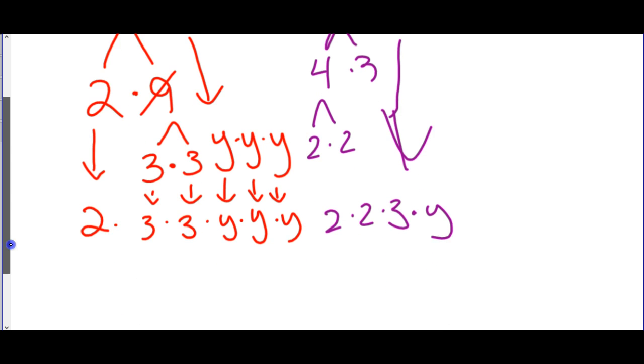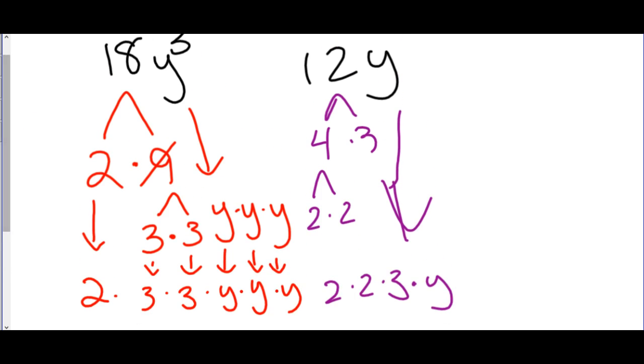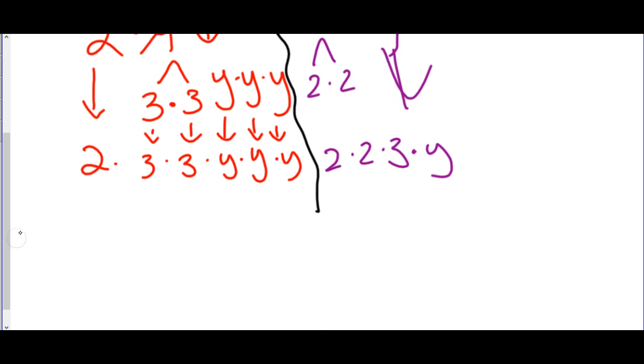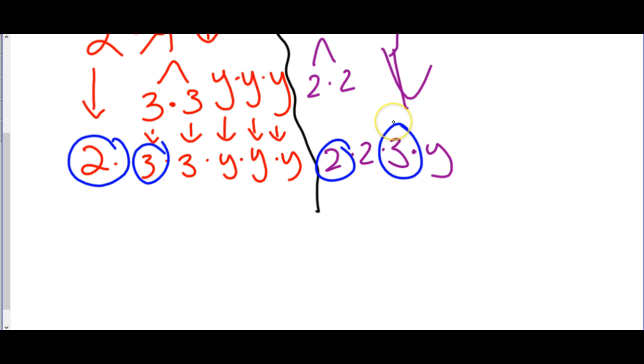So now, with these two terms completely broken down, I'm going to put a kind of squiggle in the middle to show they're two separate things. Now we want to find things they have in common. The first one has a 2, the second one has a 2. It has a 3, the second one has a 3. But the first one has a second 3, and the second one doesn't, so we actually don't use it.